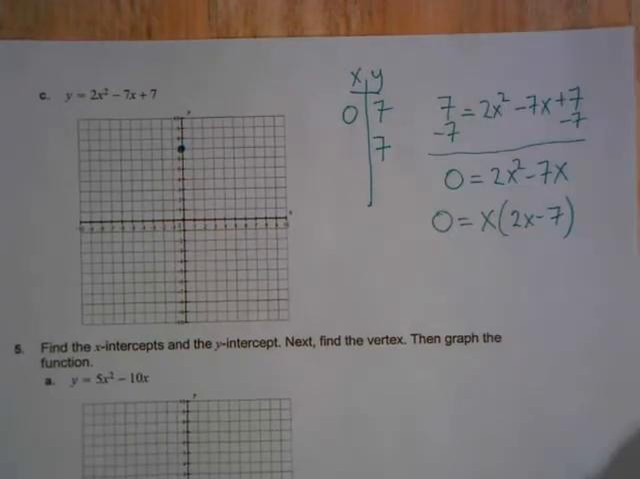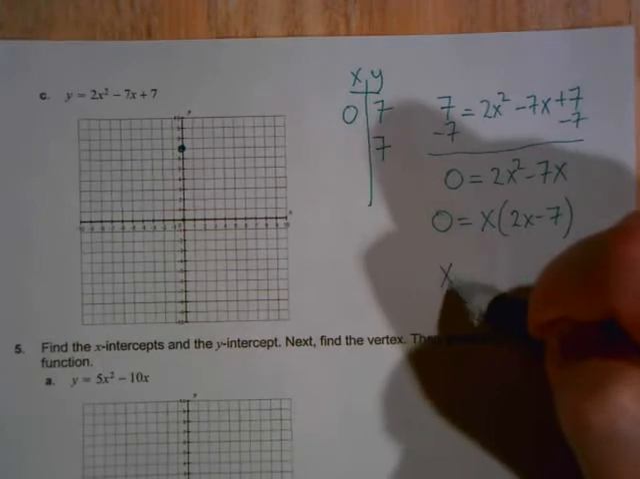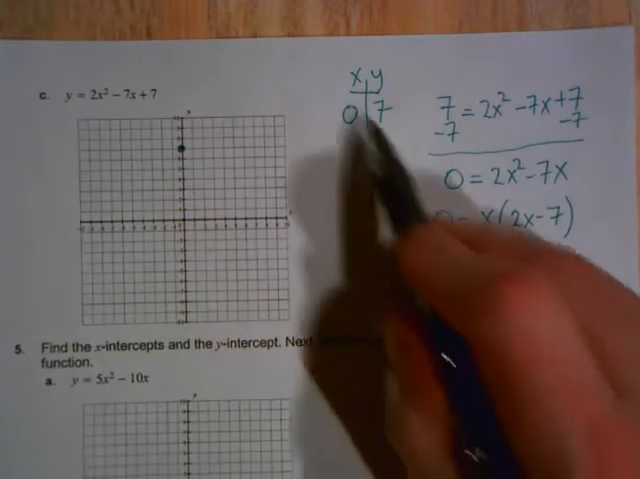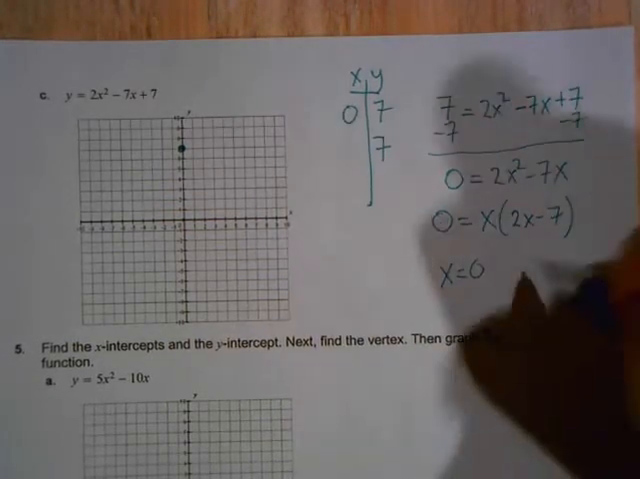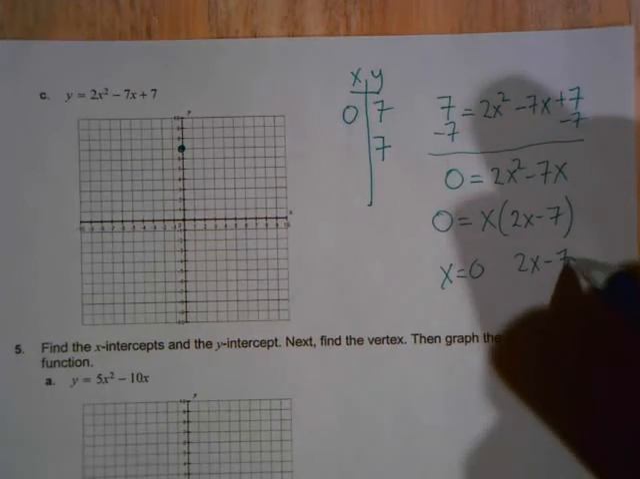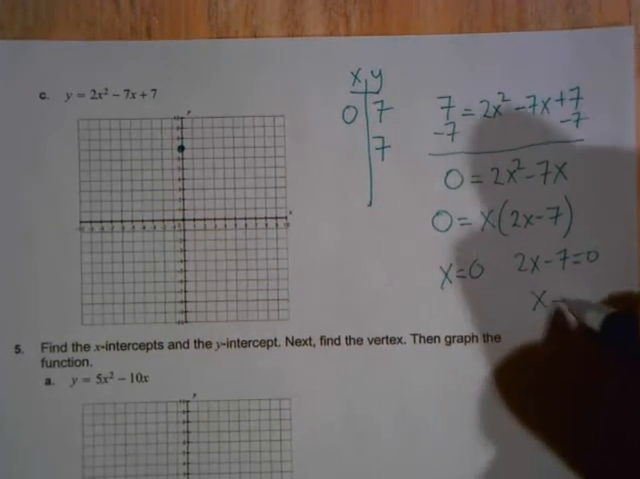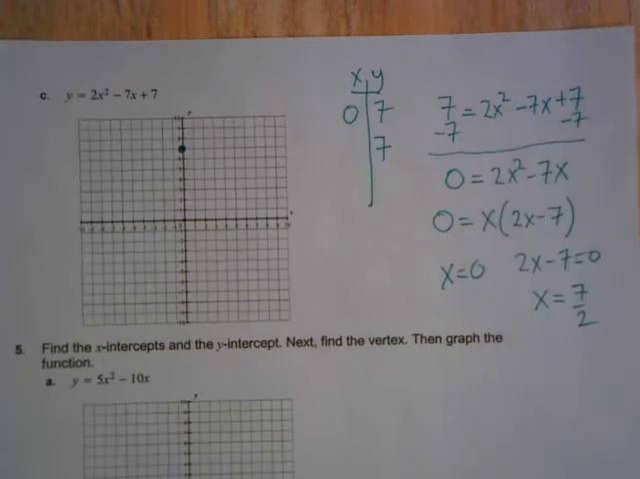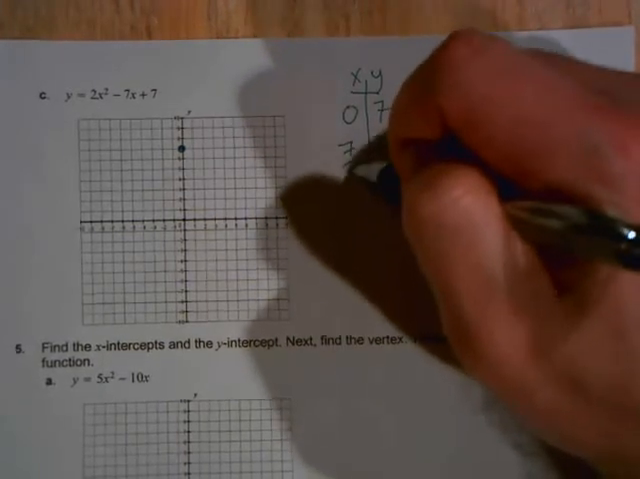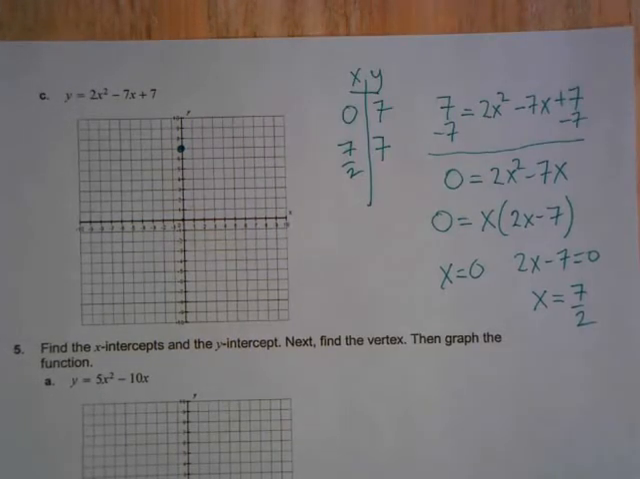So that gives me x equals 0. That's always going to happen. That's always going to be one of them. This one, 2x minus 7 equals 0. I add the 7, and then I divide by the 2. I get 7 halves. Well, that's unfortunate, but that's life. Sometimes you get fractions. There's no way to avoid it.